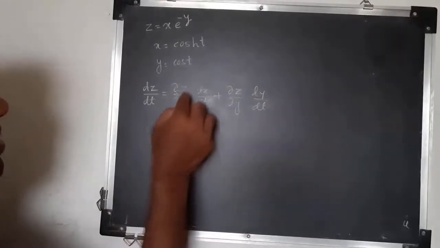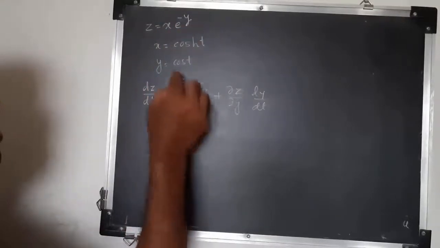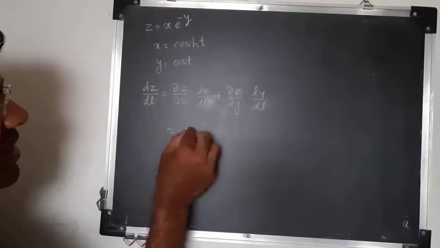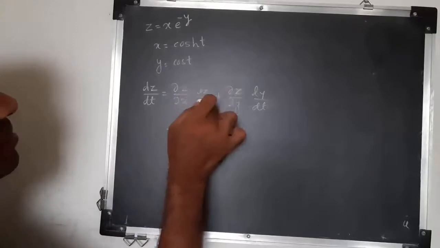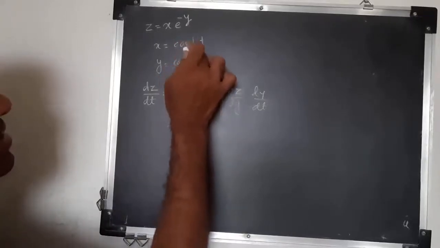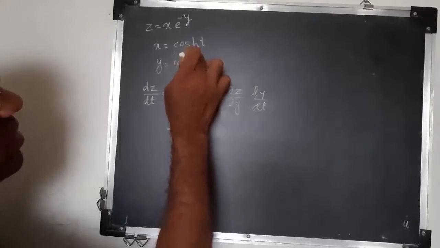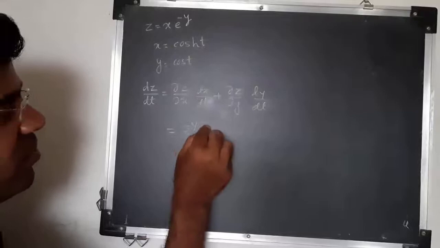So this is ∂z/∂x, what? This ∂x/∂x is 1, and you will get e raised to minus y into dx/dt. dx/dt means this is our cosh t, so that becomes sinh t.